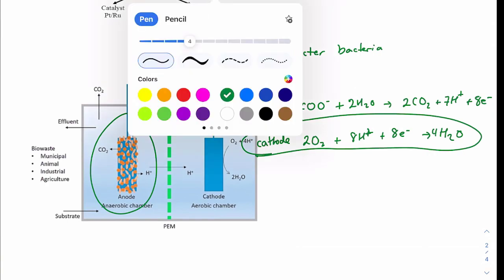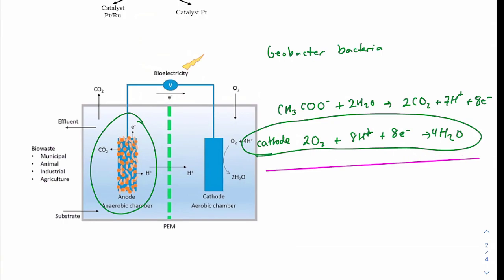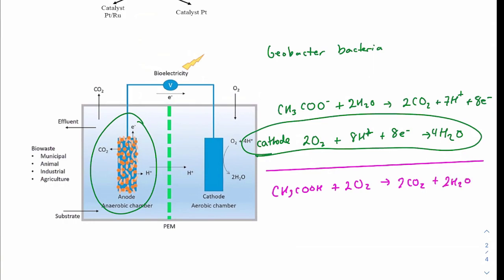Now, the overall reaction of this is essentially the combustion of ethanoic acid. So you're converting CH3COOH plus, sorry, not plus water, plus O2 to make 2CO2 plus 2H2O. Okay. And this is the way a bacteria microbial fuel cell works. These are the reactions that I think you'll want to be familiar with.